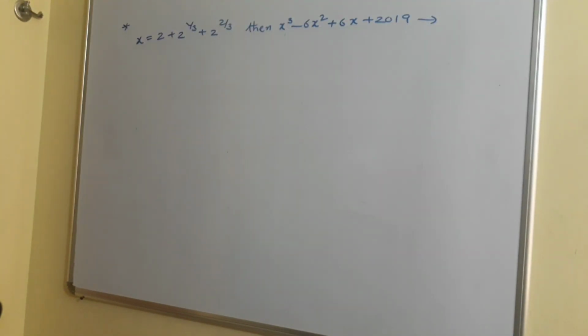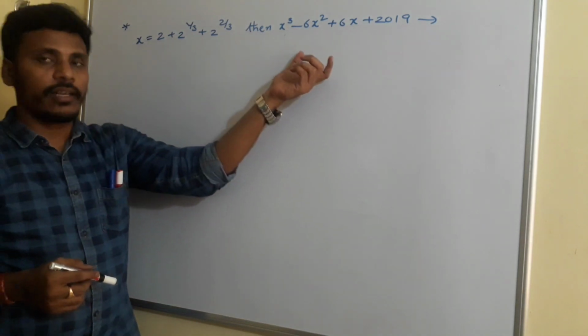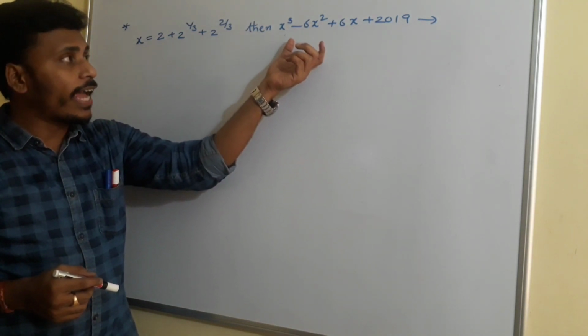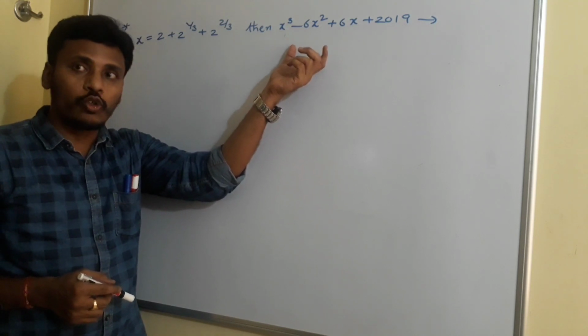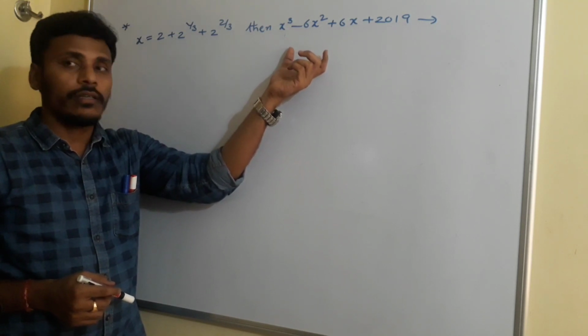Just look at the problem on the board. x is equal to 2 plus 2^(1/3) plus 2^(2/3). And you have a relation in terms of x. You need to find the value of x cube minus 6x square plus 6x plus 2019. How to find this value?